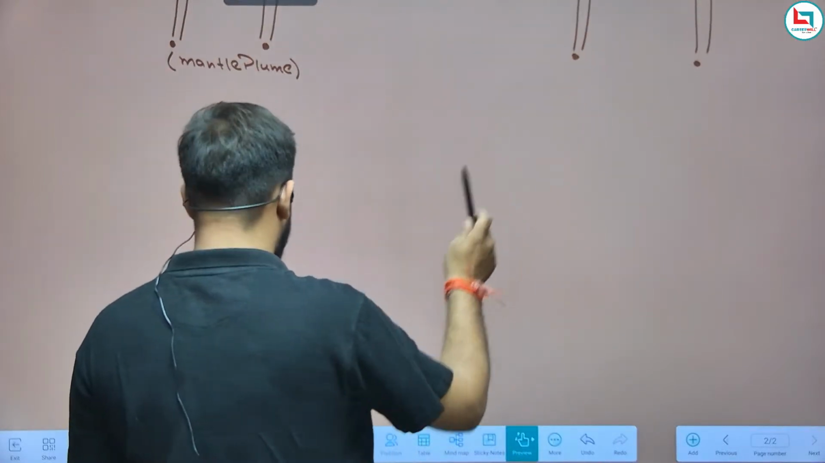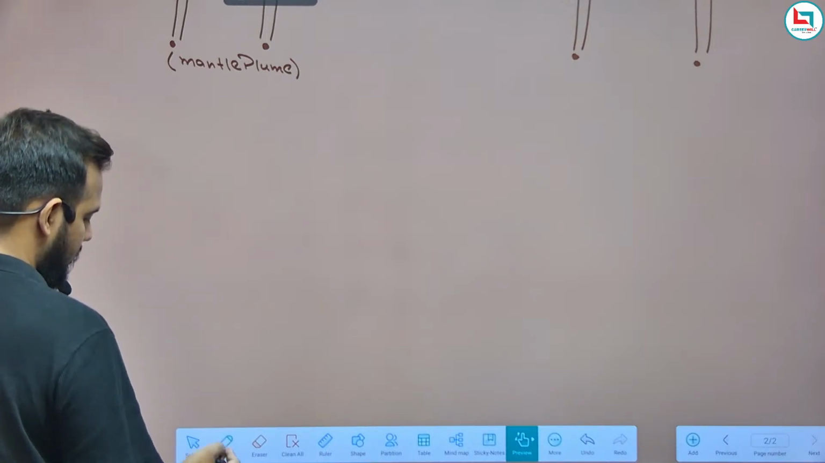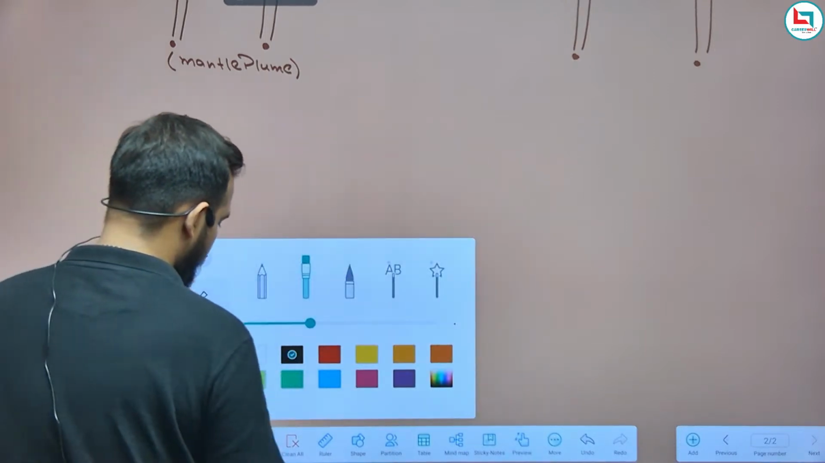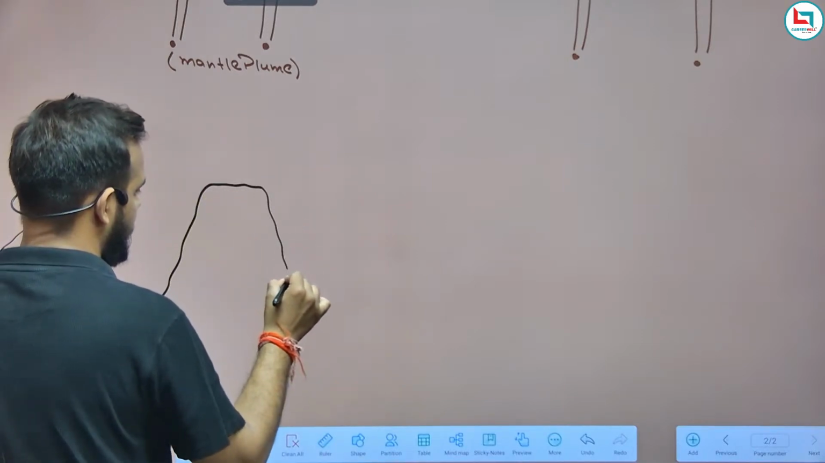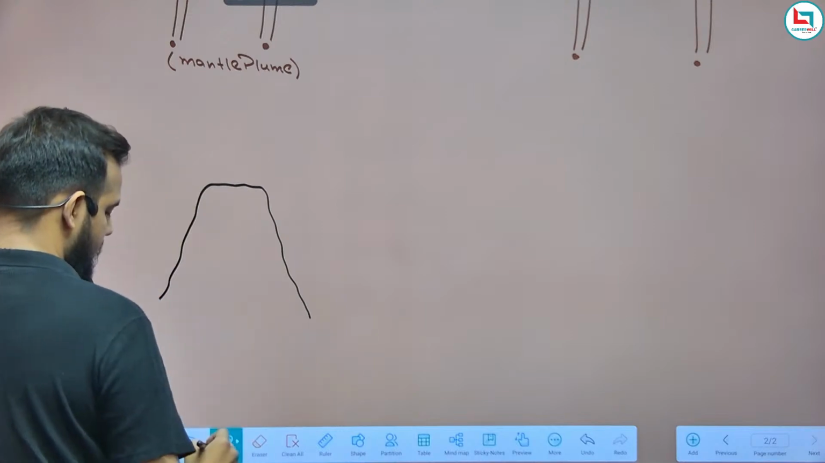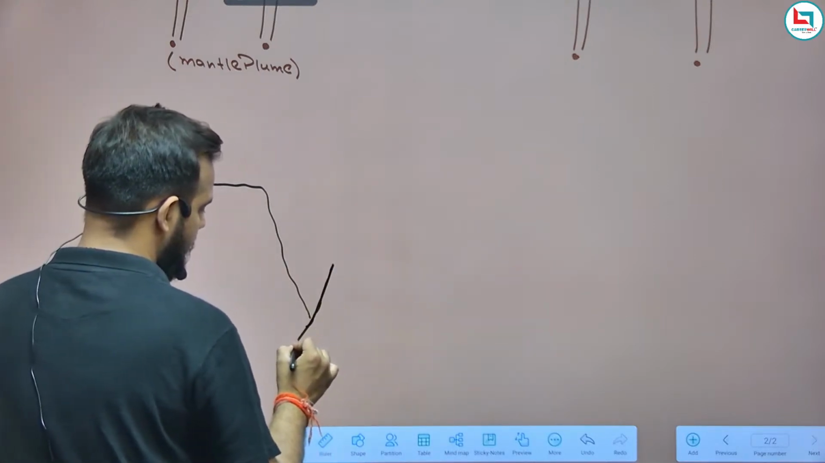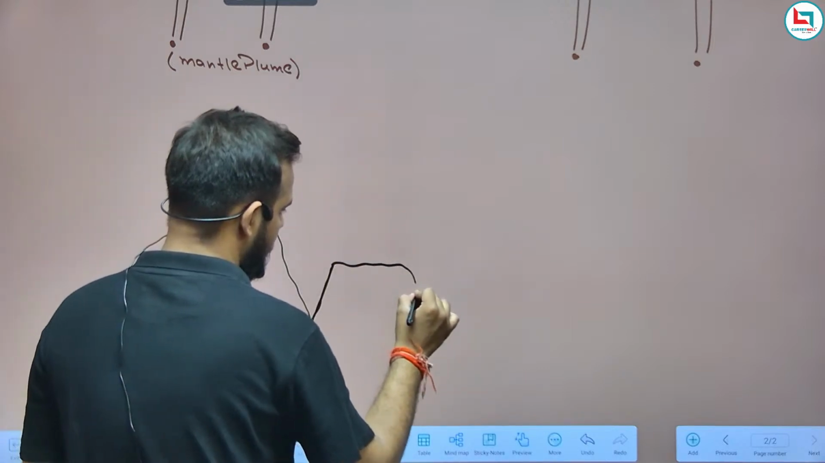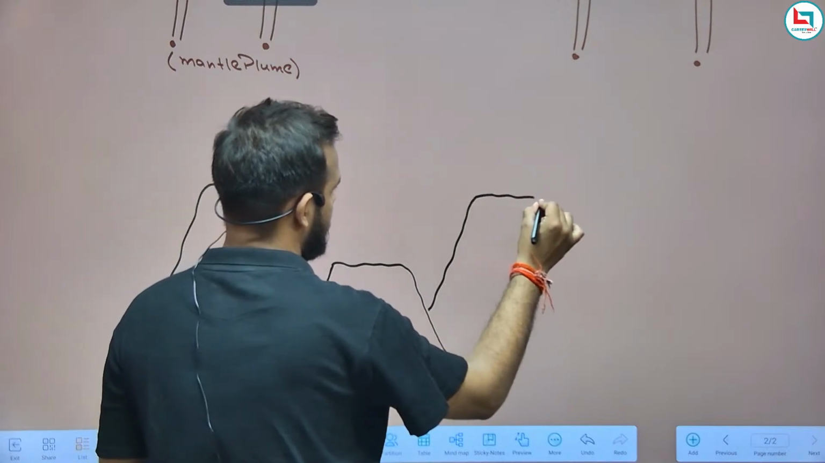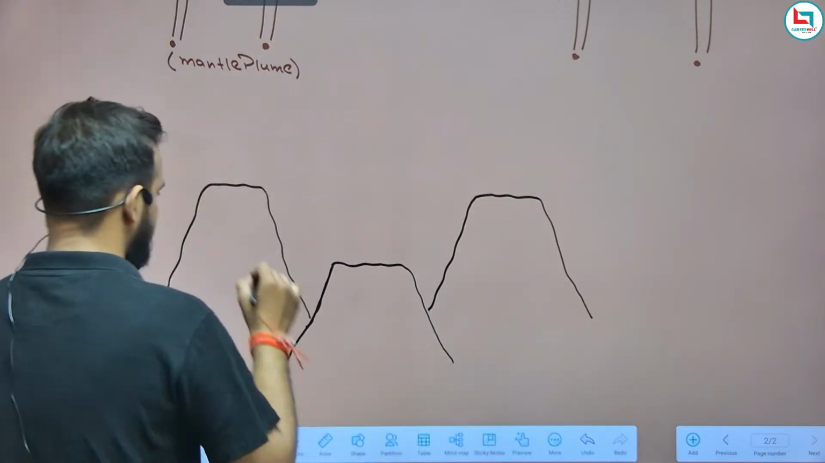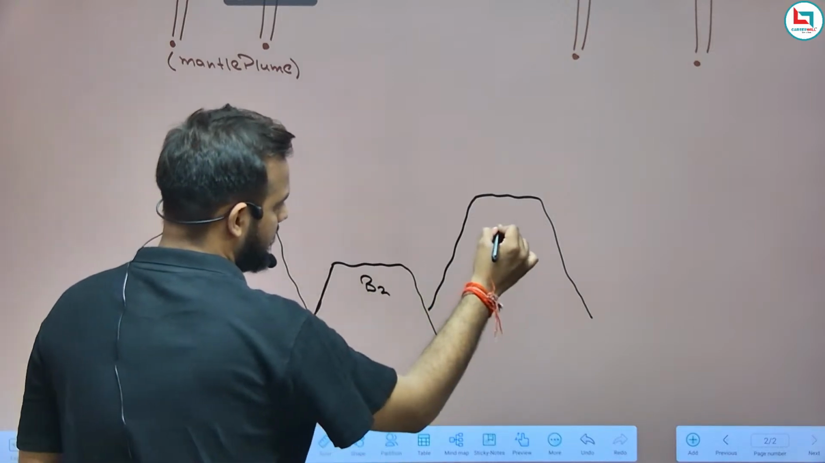So what would be the case? The case would be like this. Let me draw the thing and show you. Here we have B1, here we have B2 that will move downward, and here we have B3. This is B1, this is B2, and this is B3.